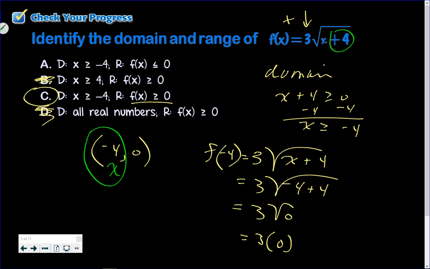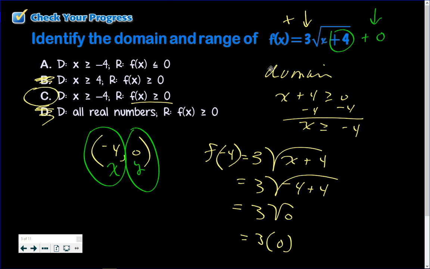All right, what would be my y? What would be my output? What's out here? Zero. Nothing. So that ends up being this number right here. Everybody with me so far?